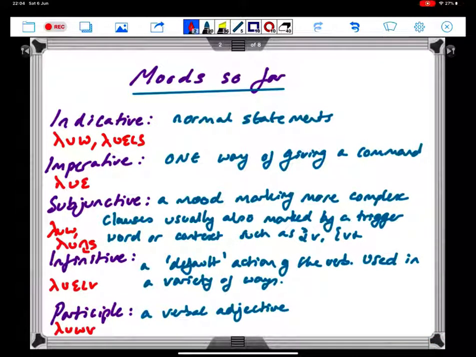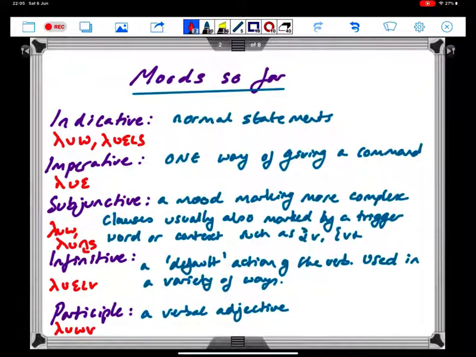So the moods you've met so far, and I've filled this in completely rather than doing it as I talk because I'm having problems with my stylus. The moods you've met so far. The indicative. This is used for normal statements and has the normal verb endings that you first learnt. The imperative is one way of giving a command, but we have covered a number of others.